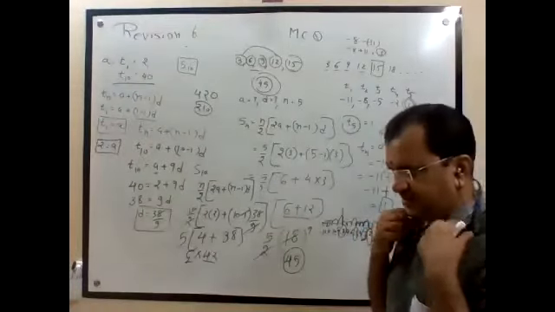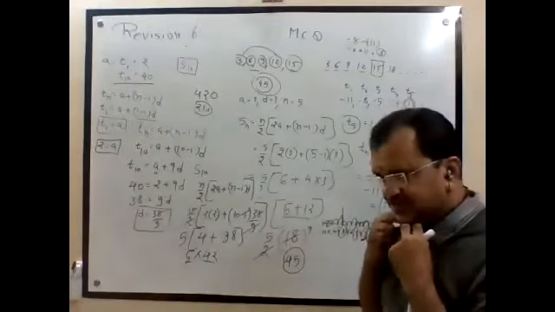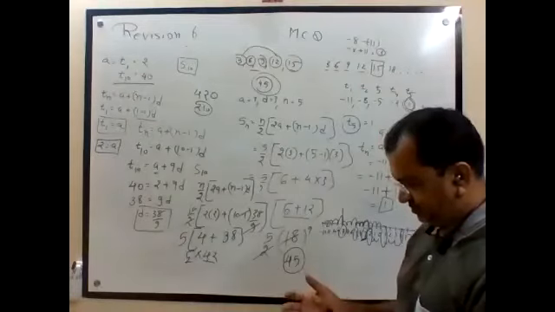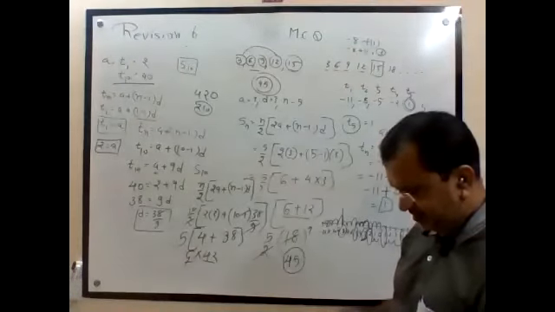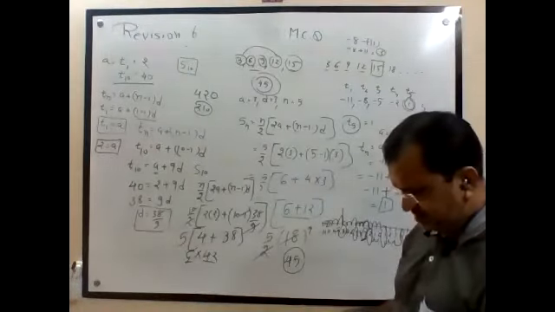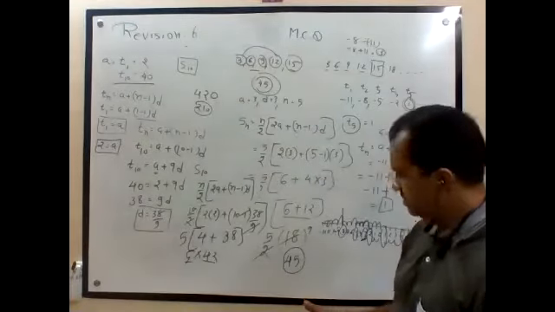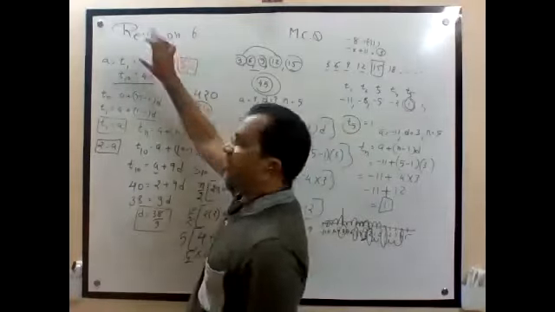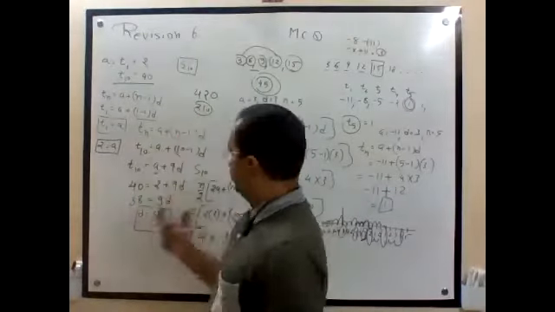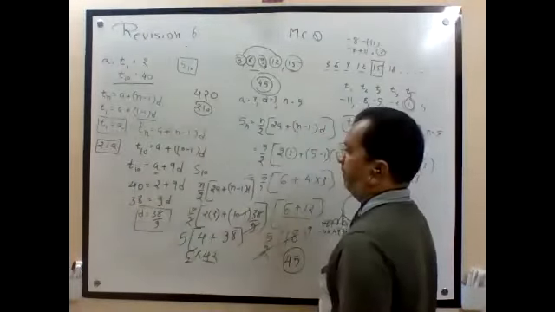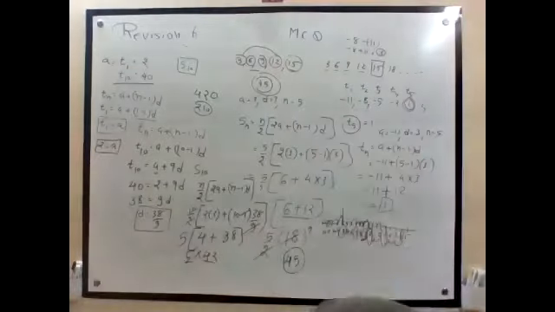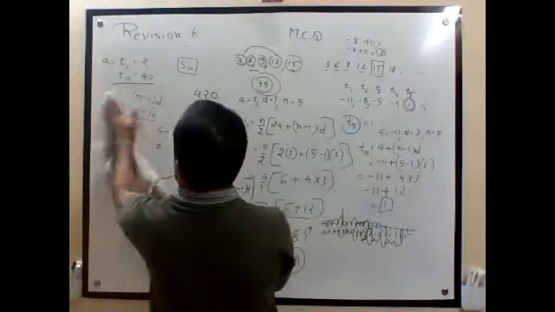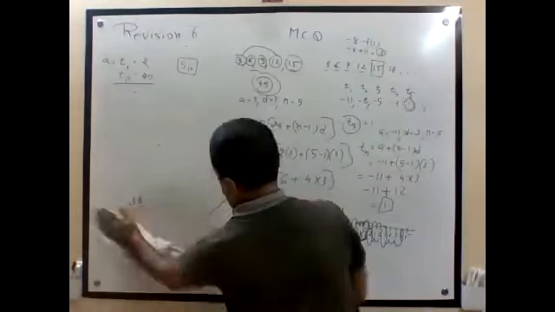Sir, please explain again. Which one are you explaining now? Multiply by 5. A is equal to T1 is equal to 2, from that. The first number is given as 2, so A is equal to 2. Correct? Come to the direct formula. This much is given. Okay.